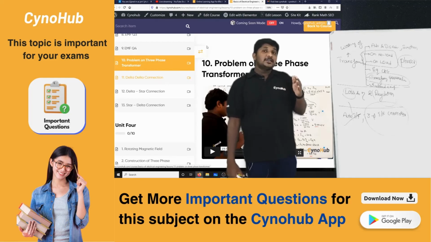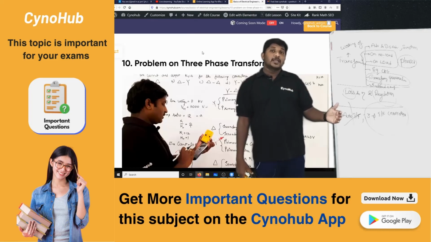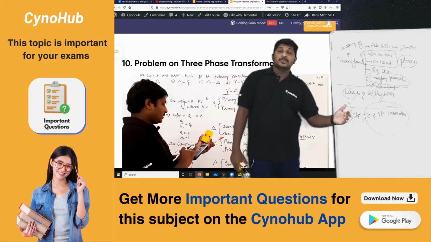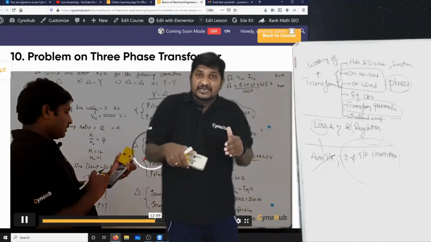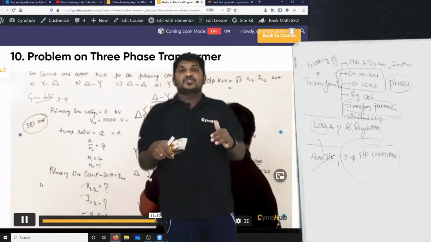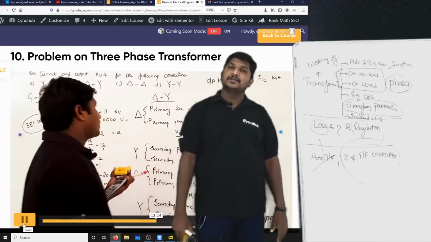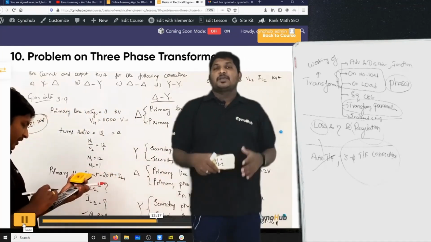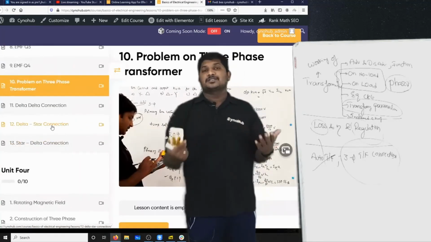What is the relationship between sending end voltage or secondary voltage and primary voltage in a particular 3-phase transformer connection? So maybe it is a star star or delta delta or star delta and delta star connection.